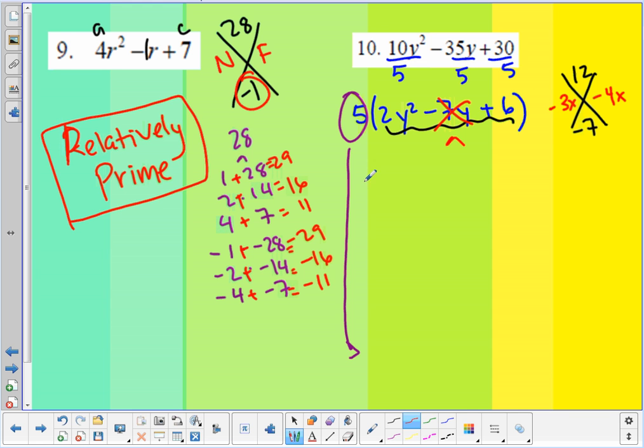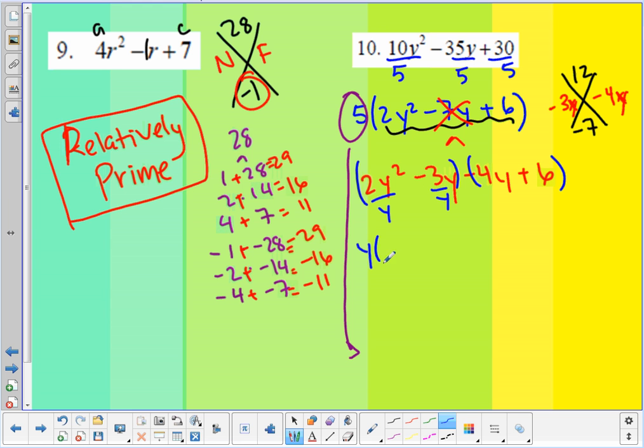So when I rewrite the middle, I have 2y squared minus 3y, and I guess these should be y's, not x's, minus 4y plus 6. Then group and group: I have a y that I can take out of this one.